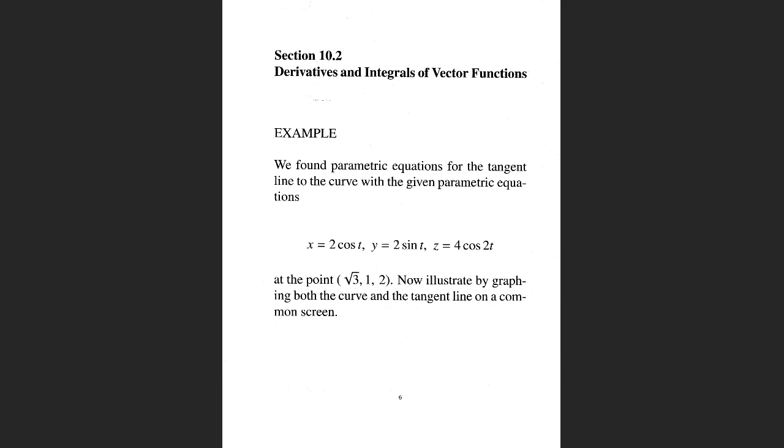Okay, so this problem is, we actually did this problem in our last class, last Thursday's class, where we did find parametric equations for the tangent line to the curve with these parametric equations at the point root 3, 1, and 2. But now what I want to do is illustrate this by graphing both the curve and the tangent line on a common screen.